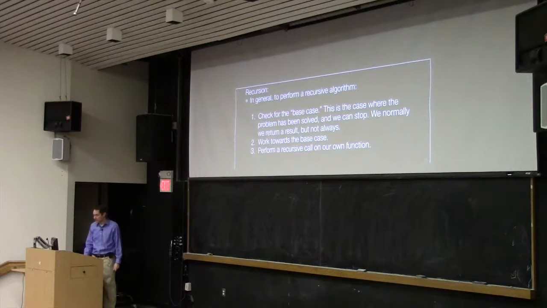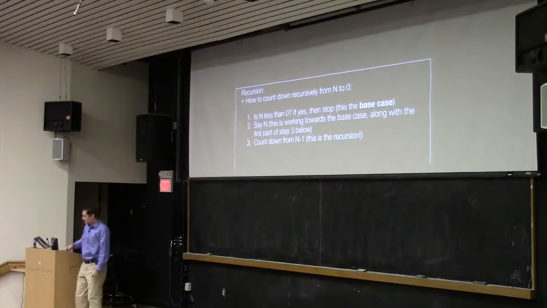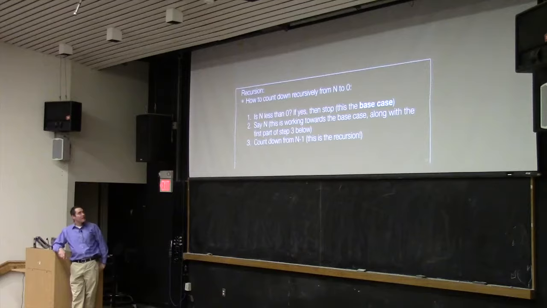But of course, C++ does have the ability to use recursion. Okay, I know you've done this one, because I sat in on a Comp 11 lecture where you did this. But how to count down recursively from some number to zero? We check our base case. Is n less than zero? If n is less than zero, we stop. We're done. Say the word n, or say n, whatever n is, or print it, or cout it, or whatever. And this works towards the base case because we've just counted down one. And then count down from n minus 1, which means go back up to the top and do the same exact steps. That's all.